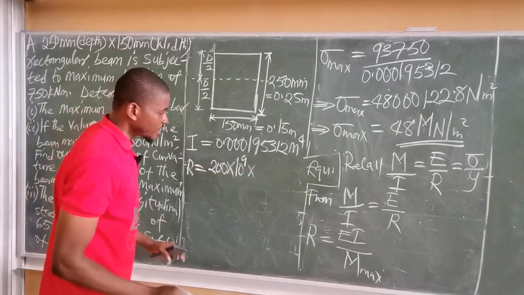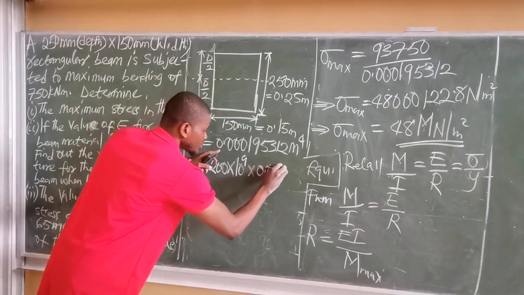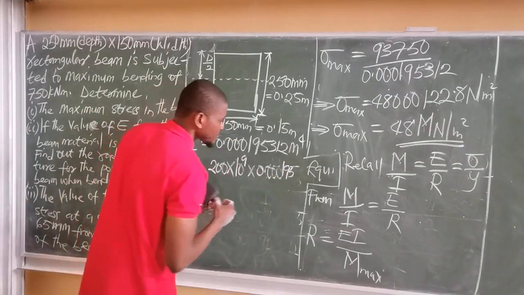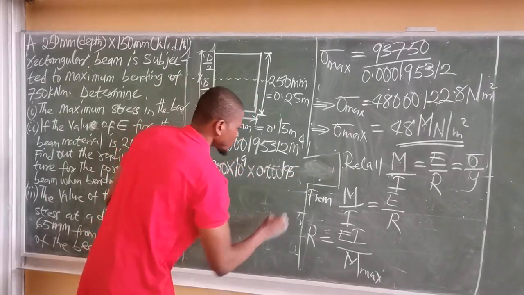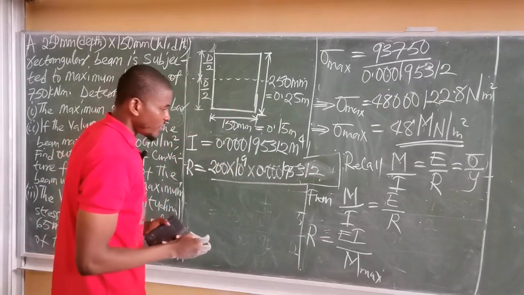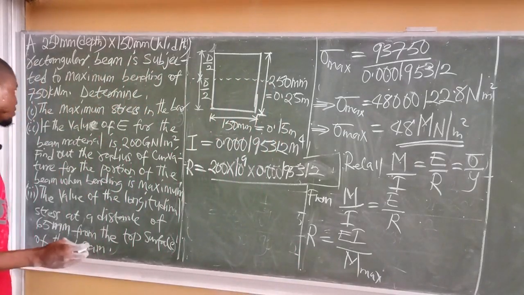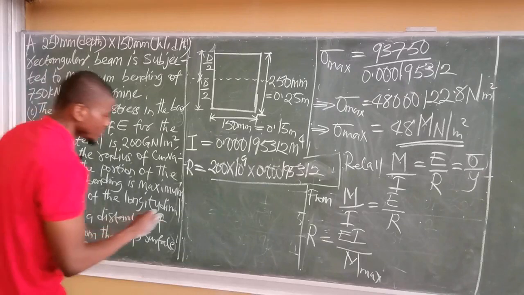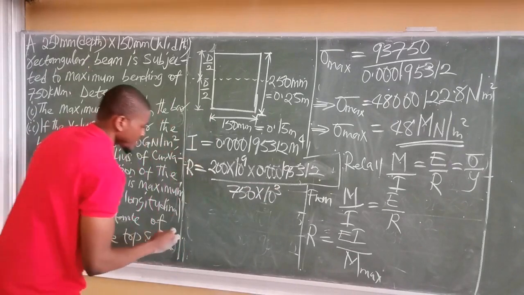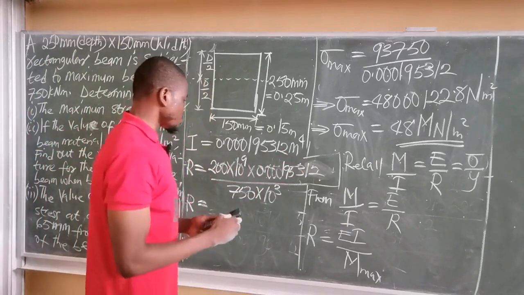Multiplied by the moment of inertia, which was given as 0.000195312, all of this divided by the value of the maximum moment, and the maximum moment was given in the question as 750 kilonewton meters. So we simply have 750, where kilo means times 10 to the power of 3. So the radius of curvature is now equal to, we obtain this multiple.